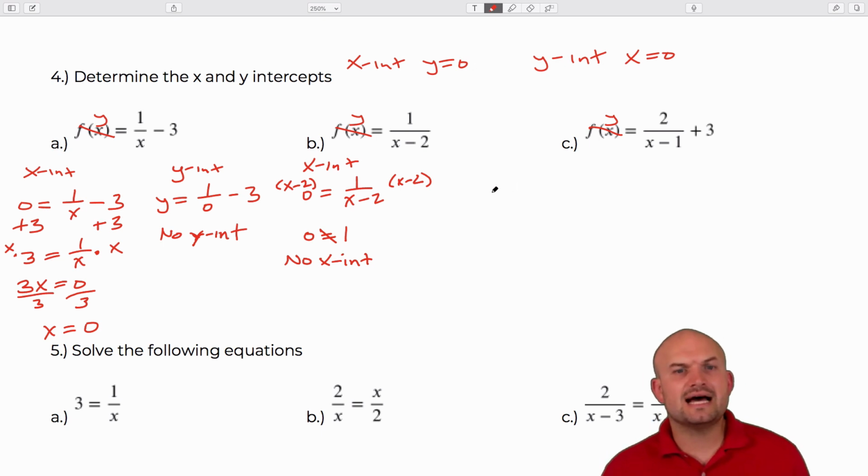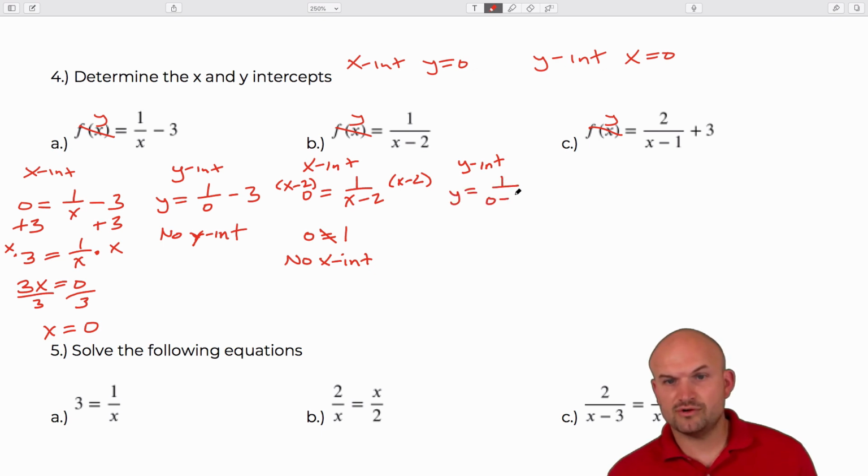All right, let's go ahead and look at the y-intercept. When looking at the y-intercept, we're going to do the same thing here. So we'll have y is equal to 1 over 0 minus 2. Well, this one's pretty easy. 0 minus 2 is negative 2. So y equals negative 1/2. All right, next example here, we have x-intercept.